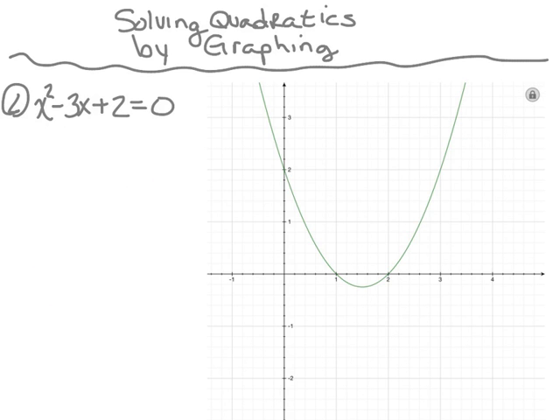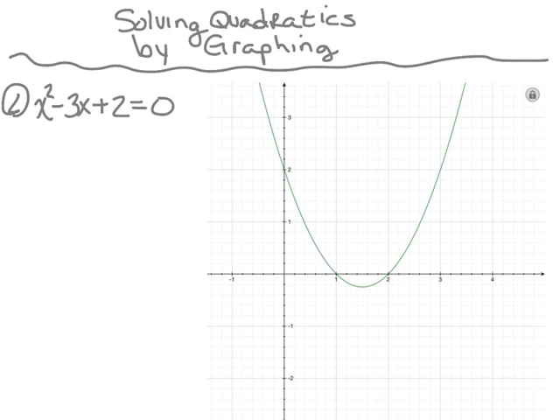Okay, example number 2, we have x squared minus 3x plus 2 equals 0. Again, before we can graph this, we do want to make sure that the equation is equal to 0. Once I have it equal to 0, then it's just a matter of me graphing this on my graphing calculator, which in this case, this is the graph that I end up with.